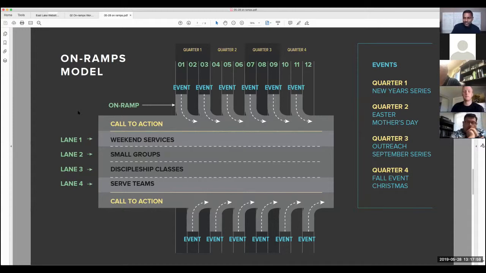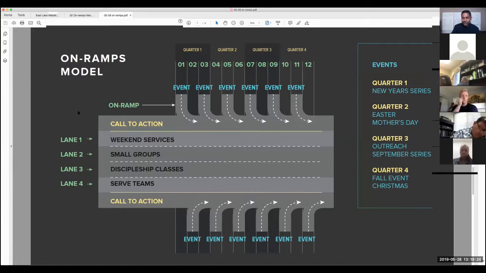Number 3 is some sort of discipleship class where there's ongoing, maybe several weeks in a row, people coming together, maybe to learn about a topic. It could be a Bible study of some kind or a discipleship class of some kind, or it could be a membership class that you have that goes for several weeks. And then number 4 would be a serve team. So this is where they come and they serve on one of your teams. And they, again, would make connections because they're going to be serving shoulder to shoulder with people and they're going to get to know people.